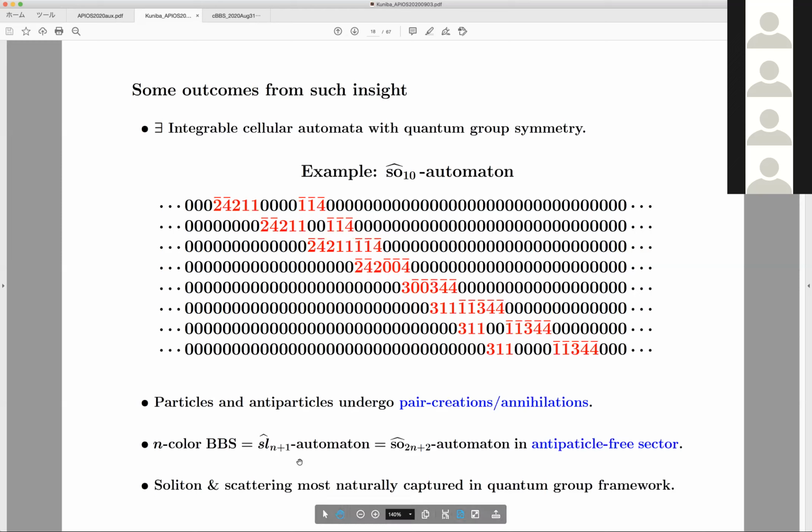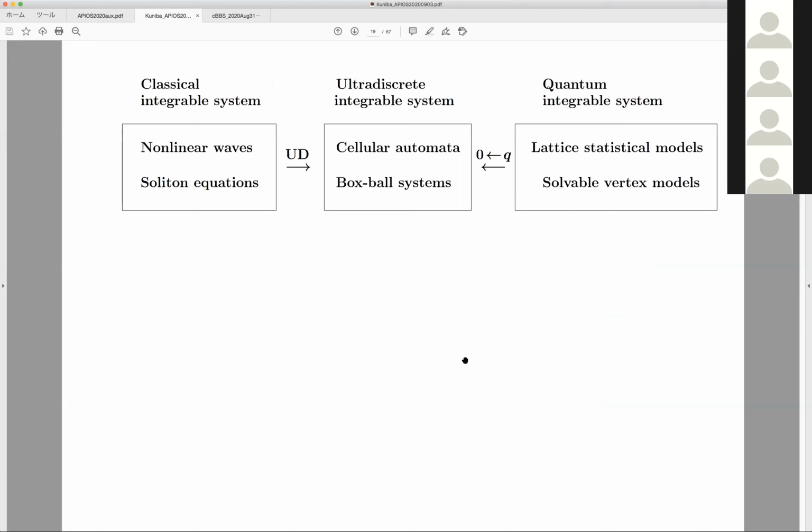And the N-color BBS is nothing but the A-type case of this general formulation. And it can also be identified with this orthogonal type without antiparticles. So somehow this class of generalized BBS is a more general and also natural object. And the solitons and scattering in such a generalized model can most naturally be described in the quantum group framework. That has all been done so far. Anyway, this is a short summary of the content so far.